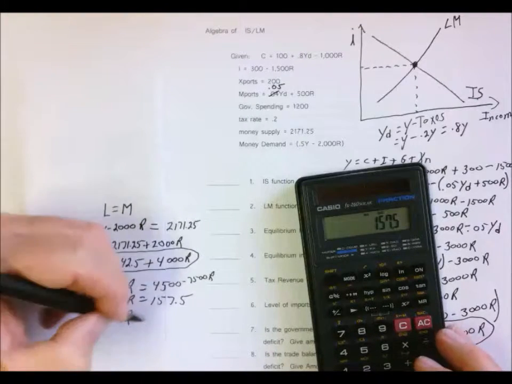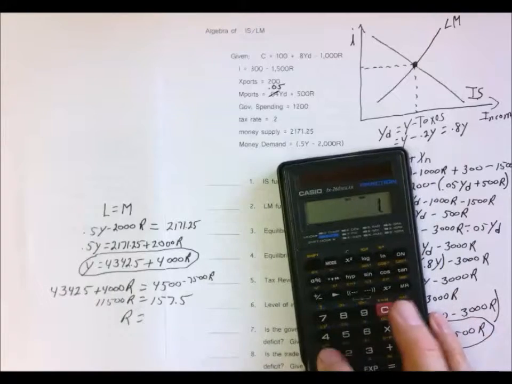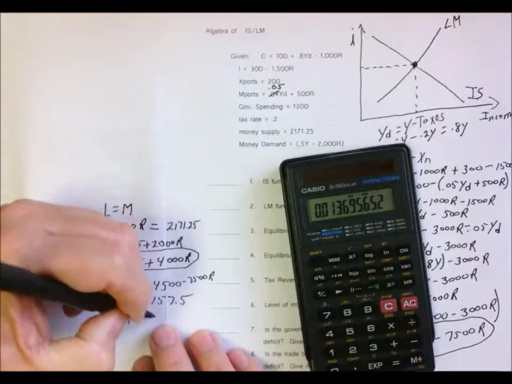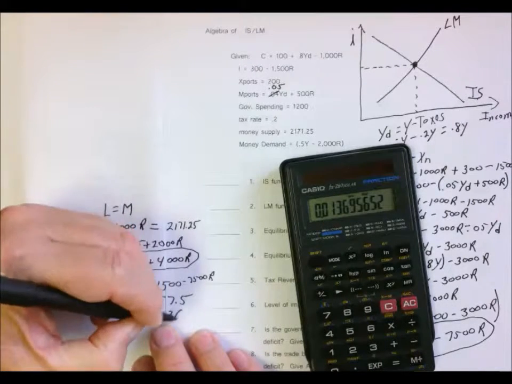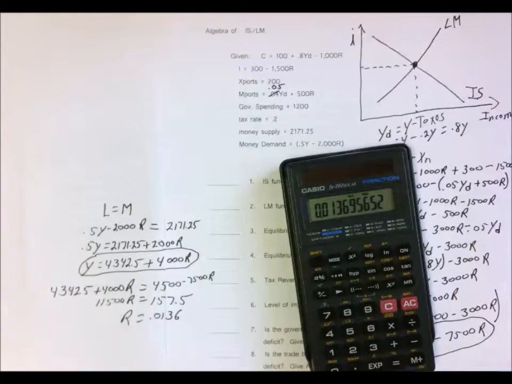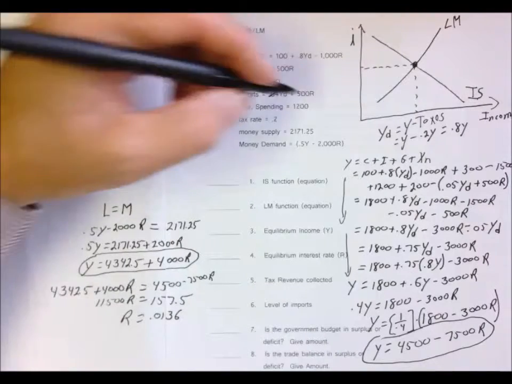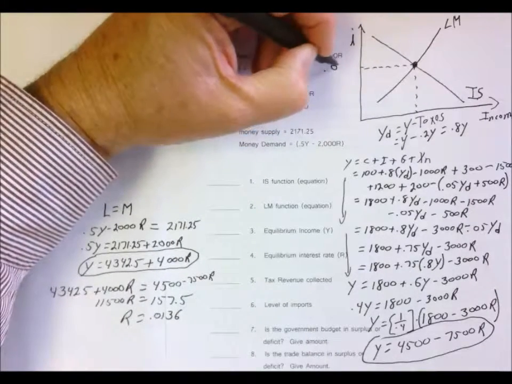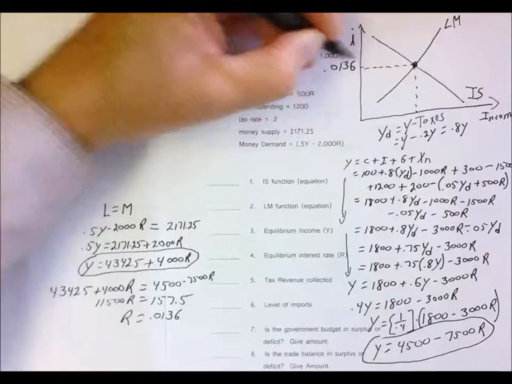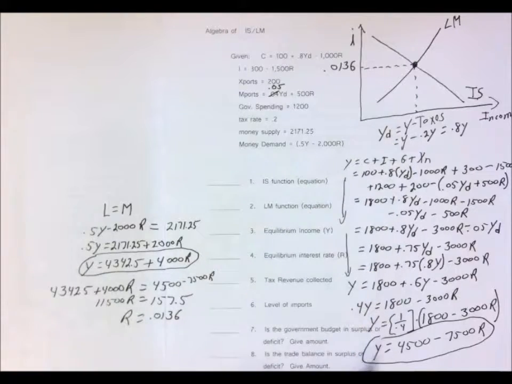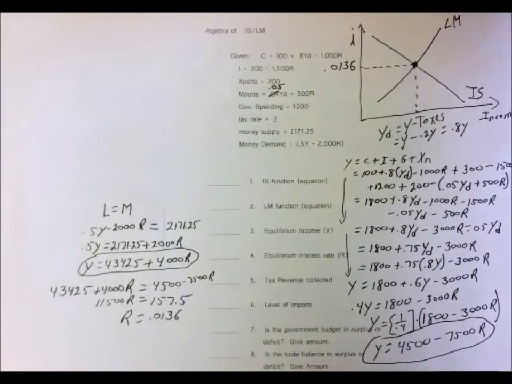Dividing through now, I get r is equal to 0.0136, or 1.36%. It's a really low number, but hey, in these times, I'm doing this video in 2013, that number is not too far off. So the interest rate is 0.0136, and we should be able to get the equilibrium income level by taking that interest rate and putting it into either the IS curve or the LM curve. I think I should do it both ways.